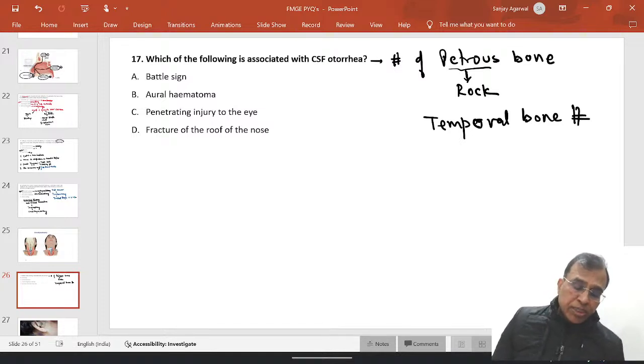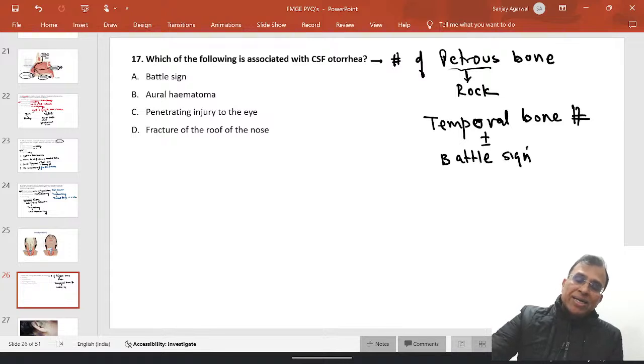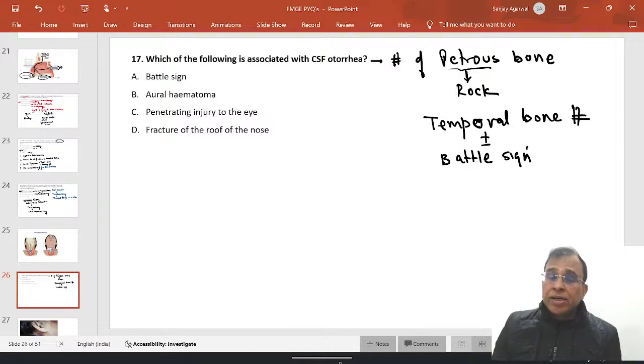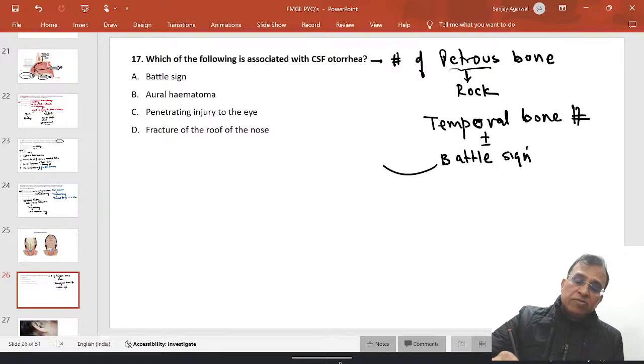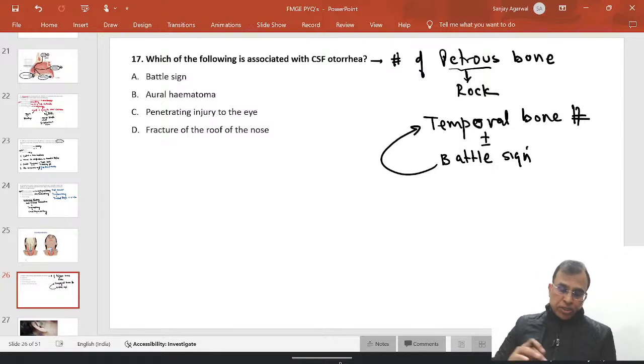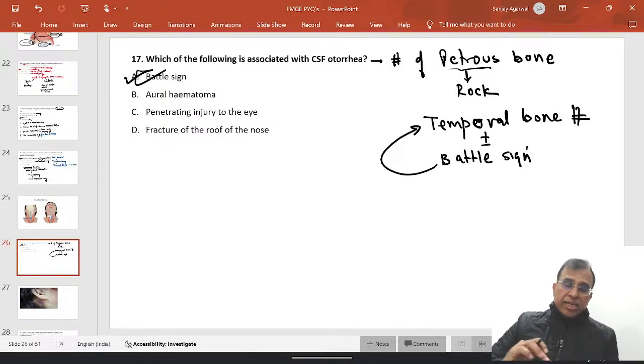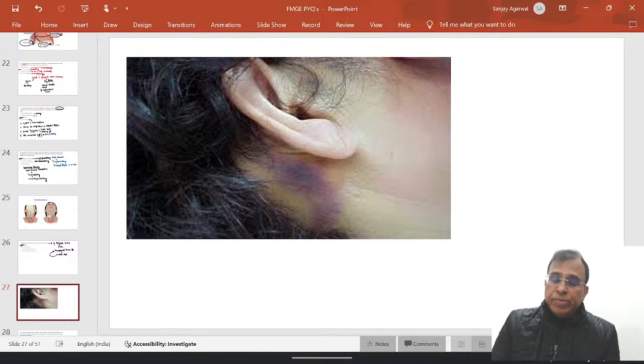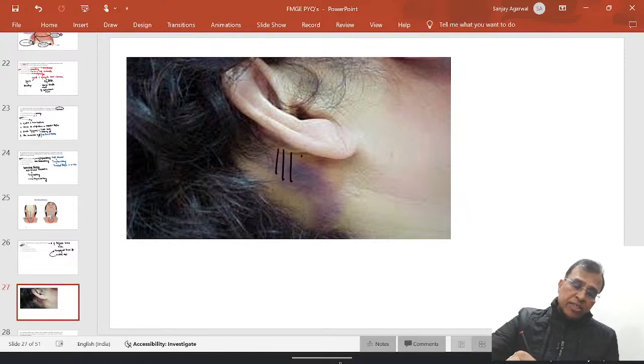So the question they're asking you is which of the following is an association with CSF otorrhea? Battle sign, oral hematoma, hematoma in the ear, penetrating injury of the eye, and fracture of the roof of the nose. Now petrous bone fracture is very commonly associated with battle sign. Battle sign is always suggestive of an underlying temporal bone fracture, an underlying petrous bone fracture. So battle sign is the correct answer, A. And this is the image showing you what a battle sign means. This skin on this area, the mastoid skin, becomes, as you can see, bluish in color.